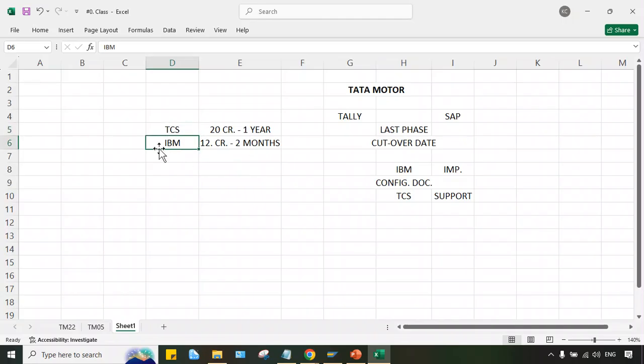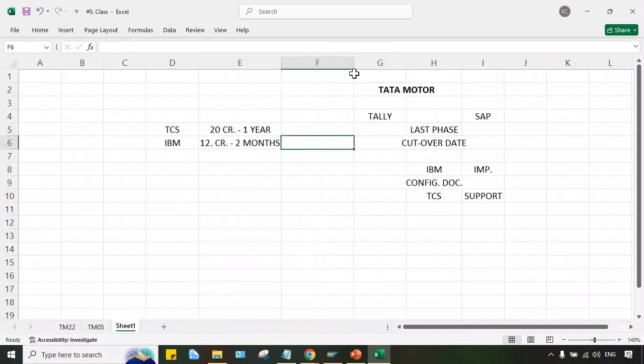So again, in support, let's suppose IBM has demanded more. In that case, they have to provide 2 months of support, and after that, their work is done. Now TCS will take over this project. Okay, so this 2 month support for a smaller duration is called hypercare. Okay, hypercare. Support for smaller durations. Smaller duration means a quarter at max.